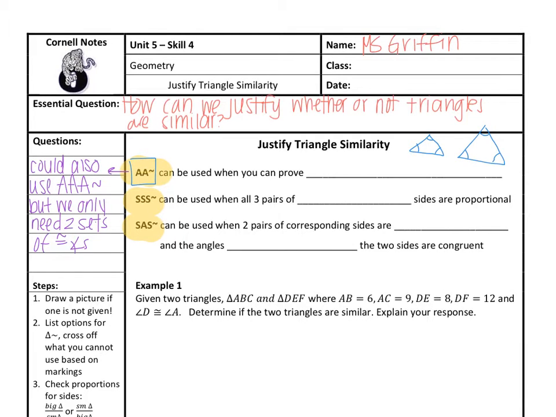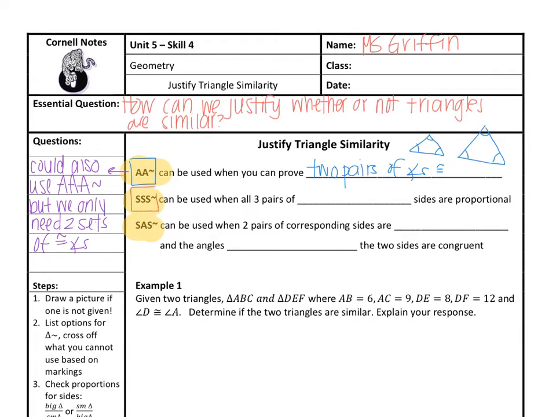So here, AA similarity can be used when you can prove 2 pairs of angles congruent. Sometimes this comes from parallel lines, like alternate interior angles, corresponding angles. Other times it just comes from vertical angles or a reflexive angle that's in both triangles. It just depends on the picture that's given to you or the markings that they tell you to mark up.